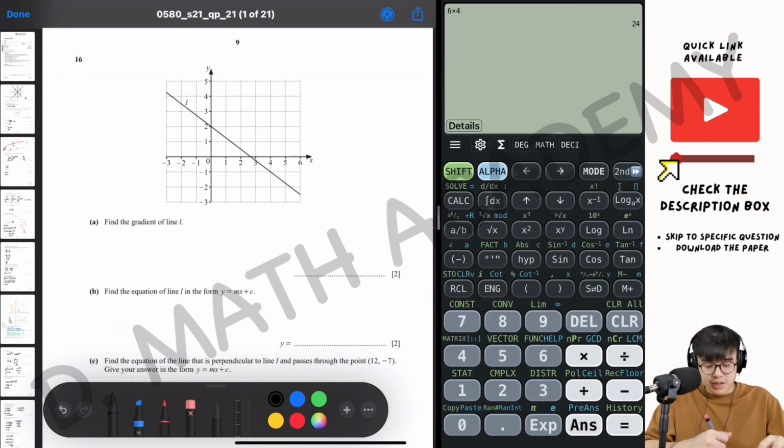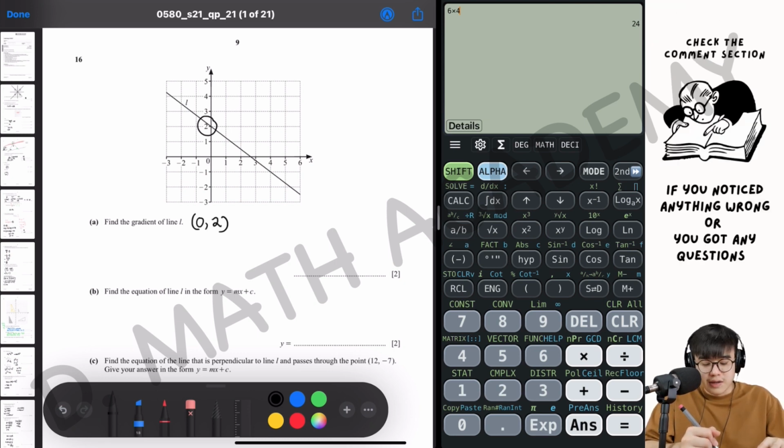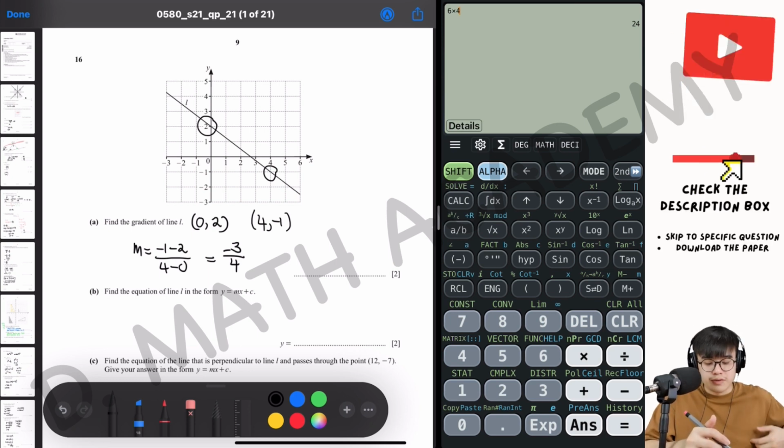Moving on to question 16, they were looking for the gradient here. So I will actually take this point. That will be our 0, 2. Another reason behind is that if they were to ask us for the equation, like for example in part B, I would have identified the c in the formula already. Then the other one, I will choose a whole number, which is this. That will be 4, negative 1. So when you run the gradient calculation, y2 minus y1 over x2 minus x1, you will get negative 3 over 4 as the gradient's value.